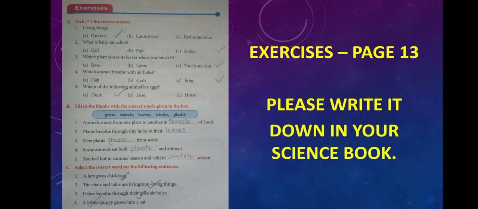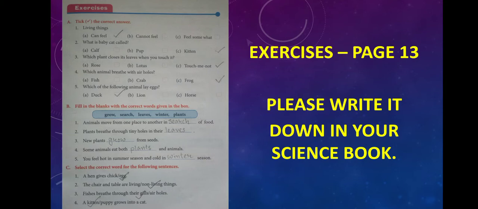Living things can feel. Number A: What is a baby cat called? The answer is kitten. Which plant closes its leaves when we touch it? Touch me not. You have seen a plant that we touch and then it closes its leaves. It's called touch me not. In Assamese, for your understanding, it is called lajuki bon. When we touch it, it closes its leaves. That's why it's called touch me not. Mug nusuba, the name of the plant.